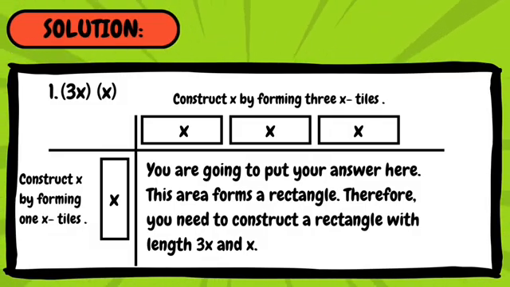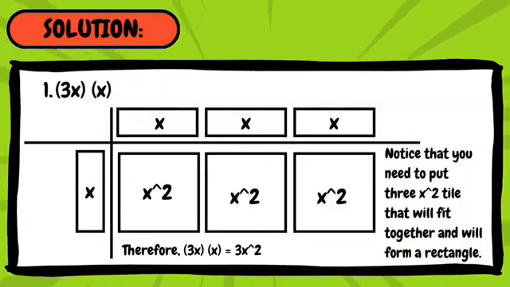So in the middle or inside the table, you are just going to put your answer there. This area forms a rectangle. Therefore, you need to construct a rectangle with length 3x and x. So remember, when multiplying positive terms, it will also result to positive terms. Notice that you need to put 3 x squared tiles that will fit together and will form a rectangle. So therefore, 3x multiplied by x will result to 3x squared.